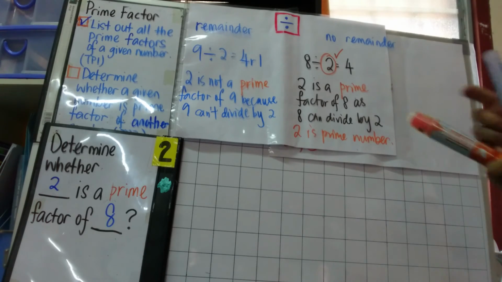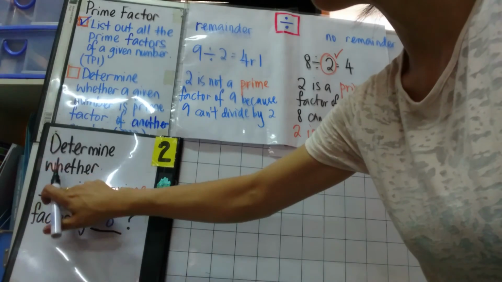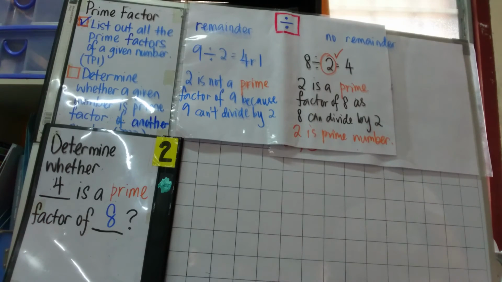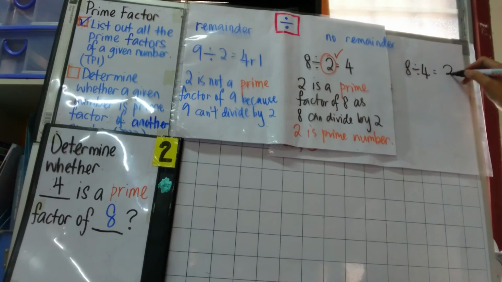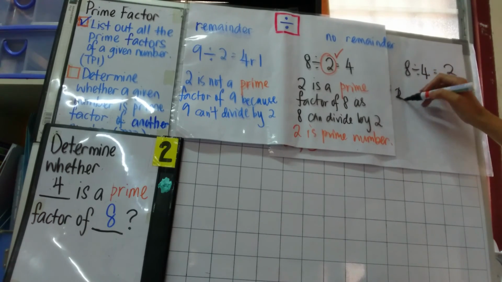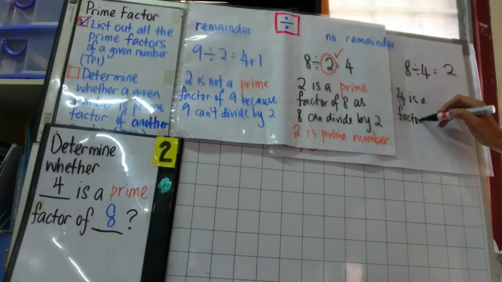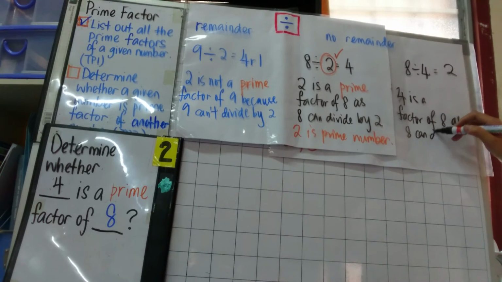Right? Okay, now we will try the last question. We will change this number 2 to 4. Determine whether 4 is a prime factor of 8. Shall we move on? 8 divided by 4 goes to 2. No remainder. Therefore, our conclusion is 4 is a factor of 8, as 8 can be divided by 4.